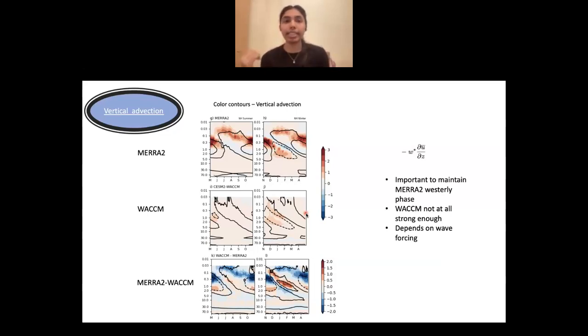But the thing here is that this vertical advection is actually affected by the wave dynamics. So we will have to first understand how the resolved or gravity waves are behaving in these regions to identify if the vertical advection is actually different in these two cases. So in summary, in MERRA2, vertical advection is really important to maintain the westerly phase, but vacuum doesn't seem to have this forcing at all. But it depends on the wave forcing, so we will look at that.